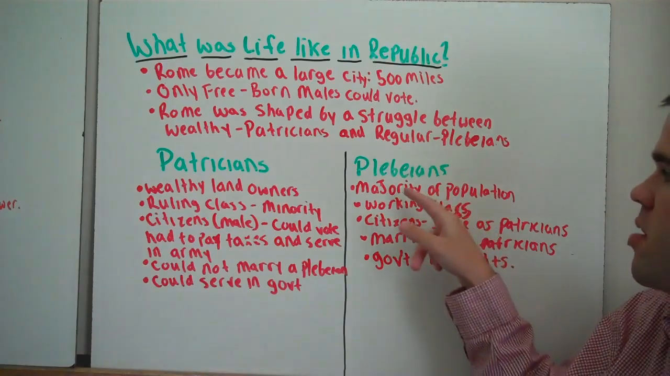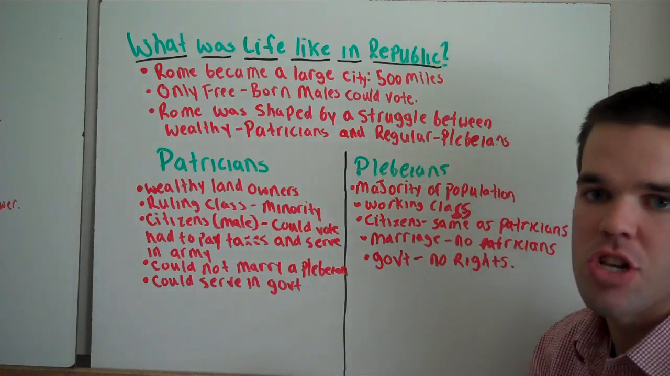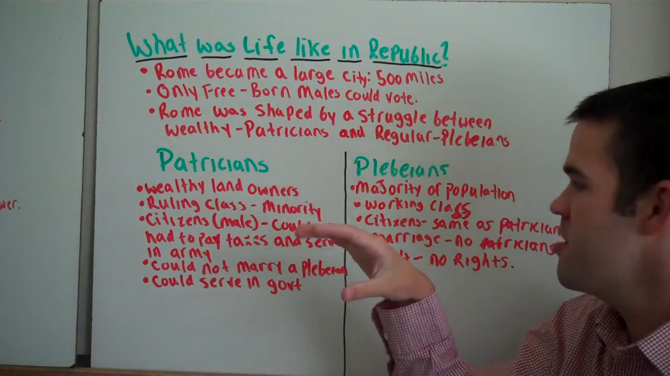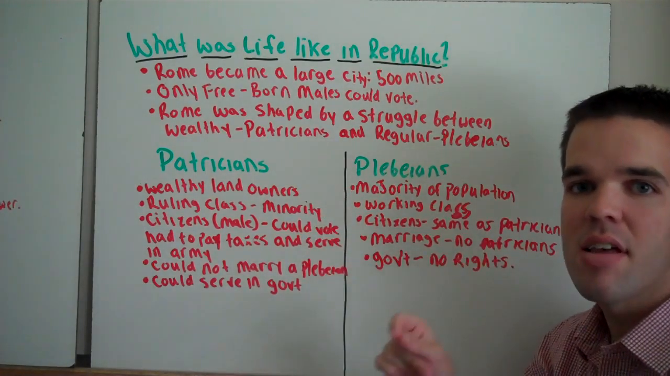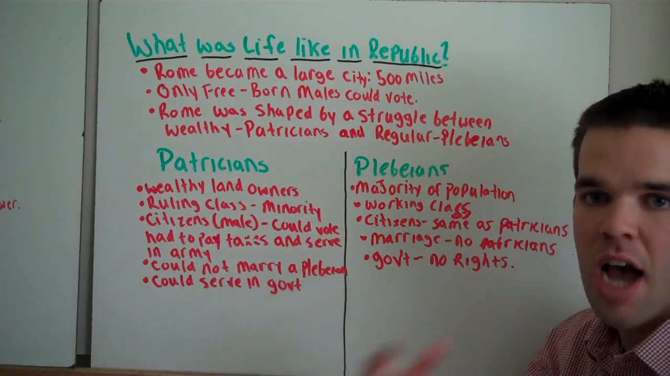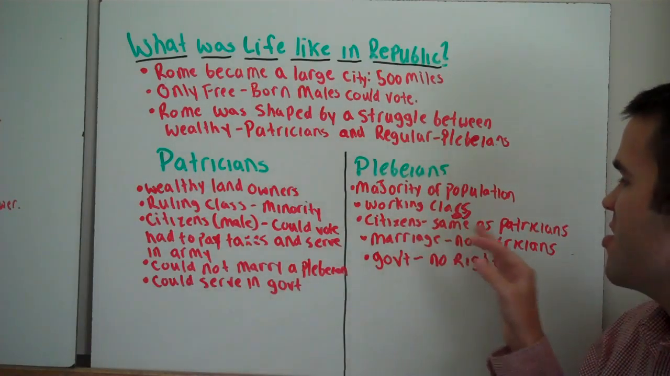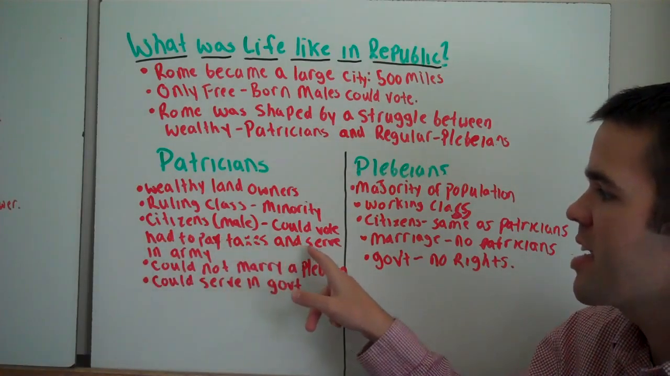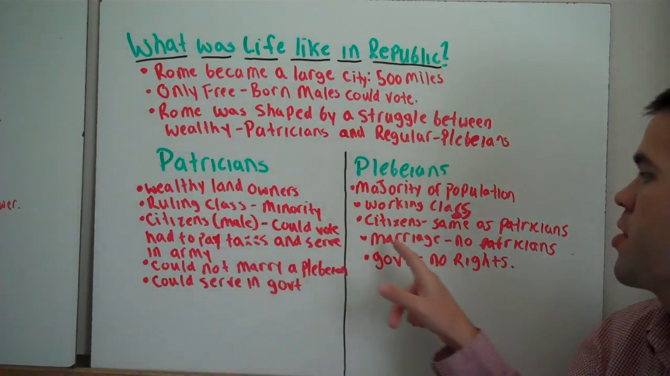Let's move on to plebeians. This is a majority of the population. So that means there's more plebeians than there were patricians. This is the working class, the common people. Citizens were the same as patricians. That means they had to pay taxes, they could serve in the army, and they could vote.